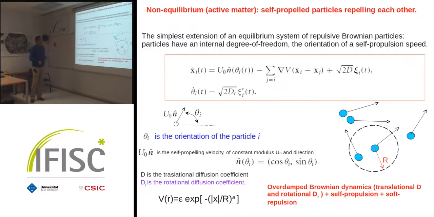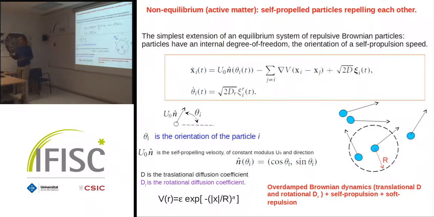Okay, so let me go on now to the second part. Equilibrium is a little bit boring, so let's go to non-equilibrium. This is the newest part of what I'm going to tell you. Well, the simplest generalization of equilibrium to non-equilibrium is via what people working in active matter typically do: to put into the system a new degree of freedom, the orientation of the particles.